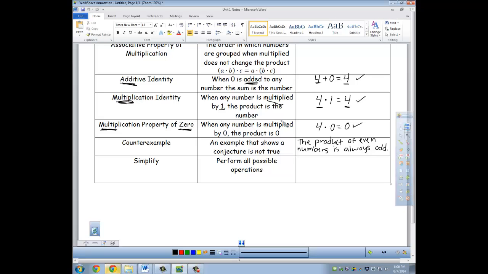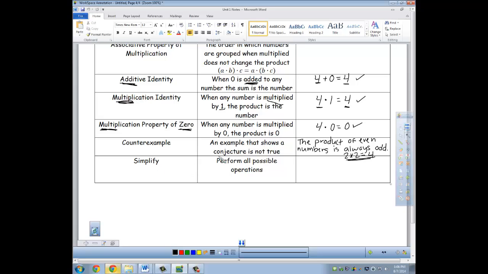So let's try to think of something that proves this wrong. We have 2, which is an even number. If I go 2 times 2, I get 4. Well, this tells me I should get an odd number, but 4 is even. So this is a counterexample. It's something that shows that what I said in the first place is not true.